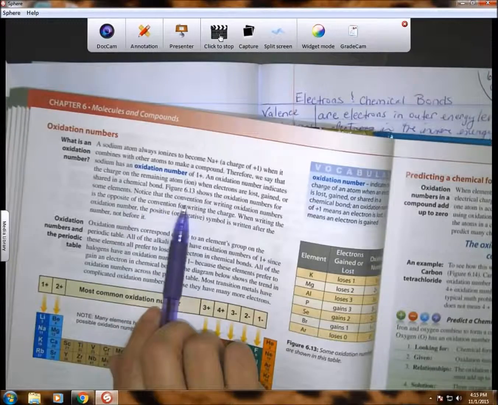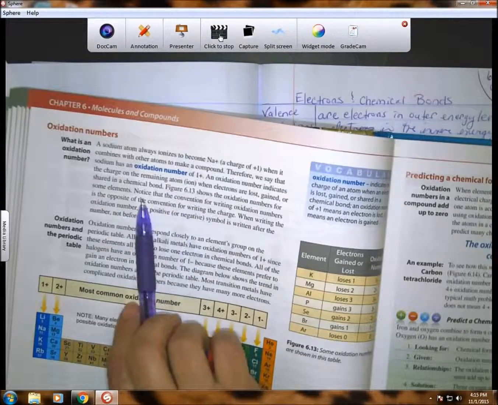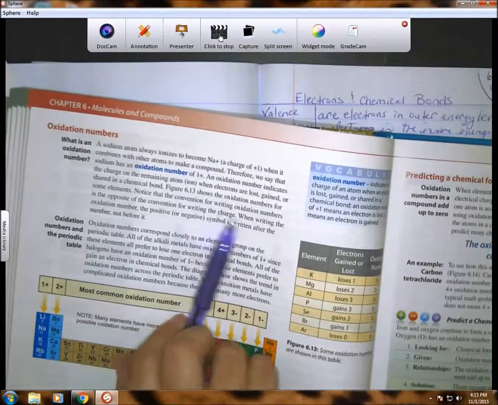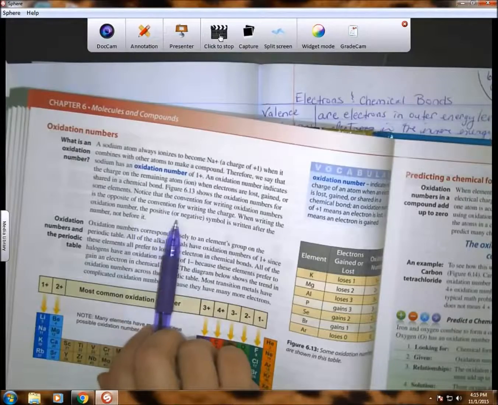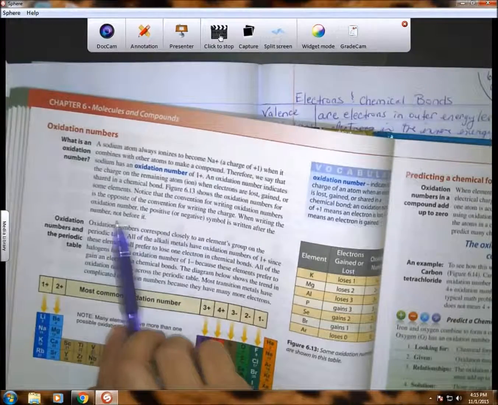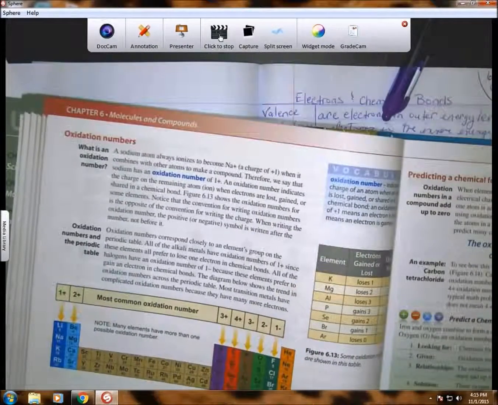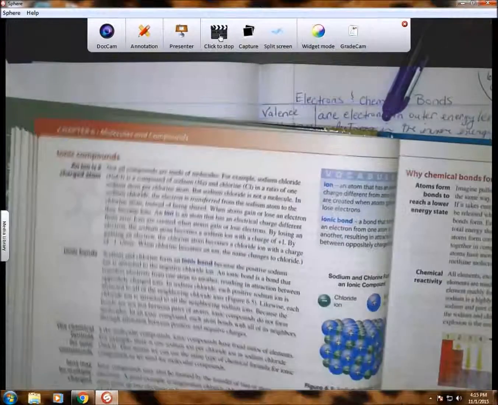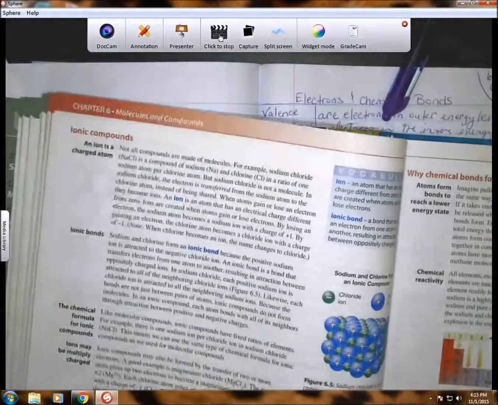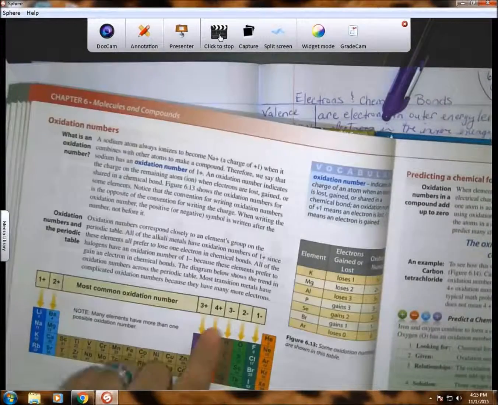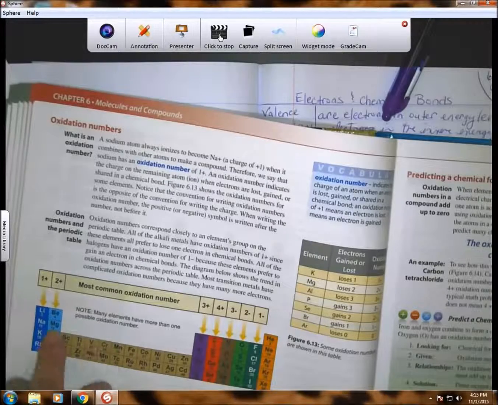Notice that the convention for writing oxidation numbers is the opposite of the convention for writing the charge. When writing the oxidation number, the positive or negative symbol is written after the number and not before it. Now, if you remember from Friday or from your reading, let me see if I can find the page. When it was talking about ions, here, page 154, it showed magnesium 2+.